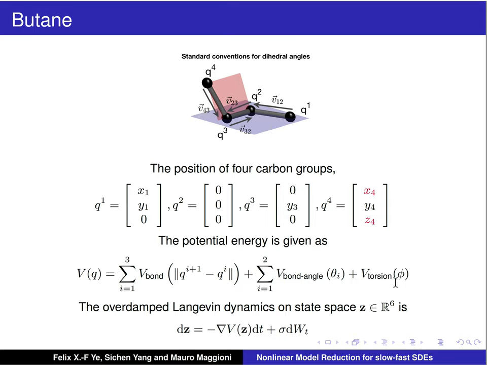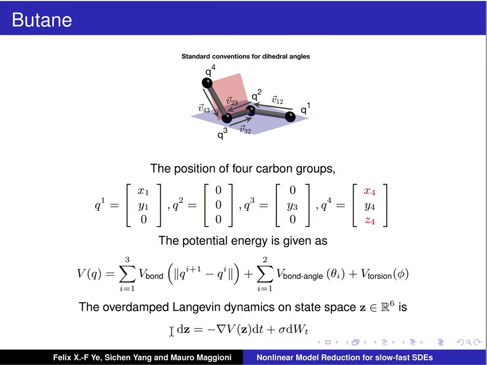It's pretty well known that phi, the dihedral angle, is the slowest variable, and what governs the long time behavior of the butane dynamics is this dihedral angle right here. I'm going to use the overdamped Langevin dynamics to start. It's very simple dynamics. Just take the partial derivative with respect to all these 6 dimensions, and you will get these dynamics equations.